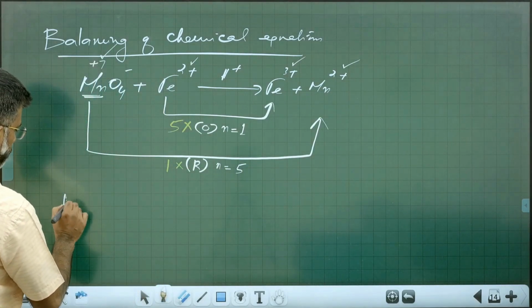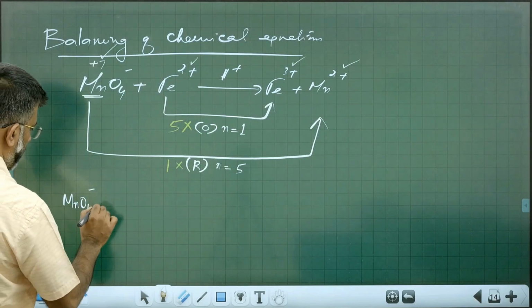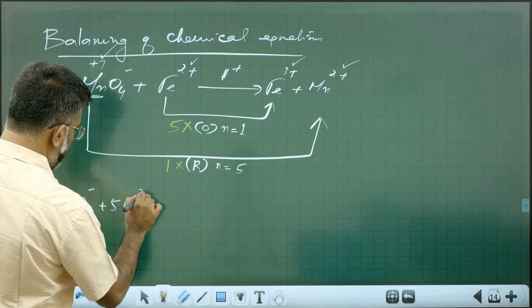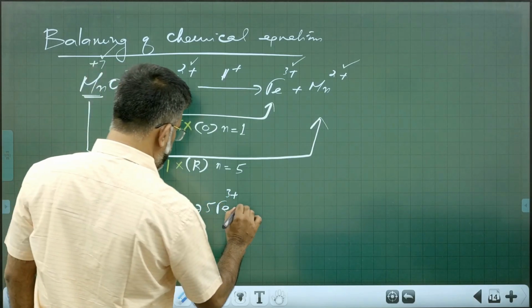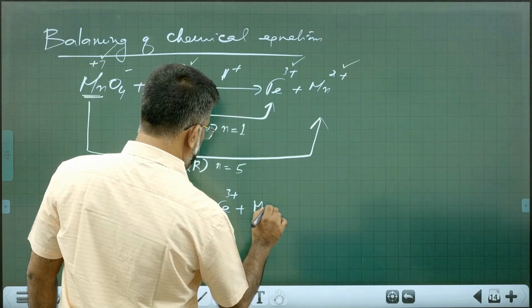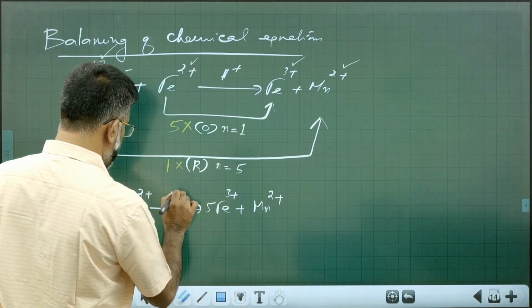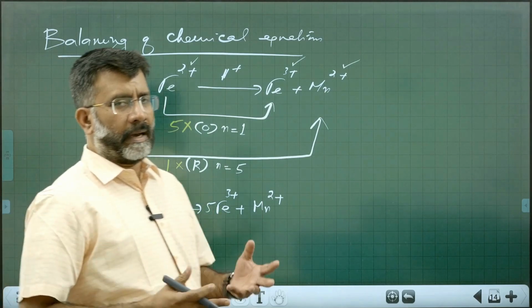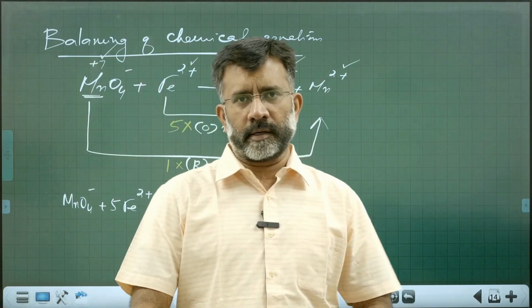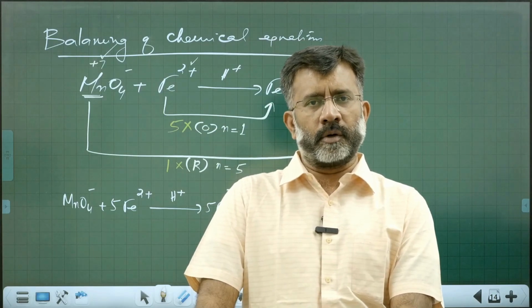It becomes MnO4 minus plus 5Fe2 plus giving 5Fe3 plus plus Mn2 plus in acid medium. This is the electronically balanced equation. Now the electrons are balanced.